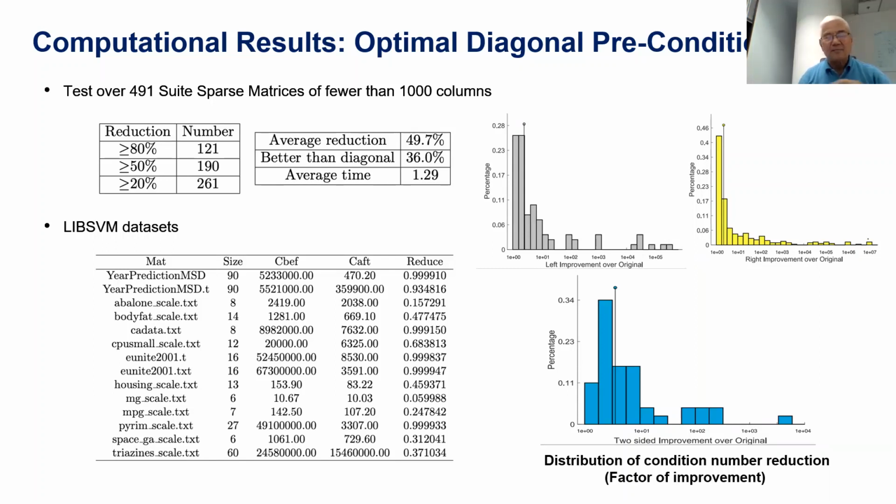This was written by a couple of my students. One is called Zhou, and another is Oliver Hinder. It just came out in 2022. It's called optimal diagonal preconditioning: theory and practice.